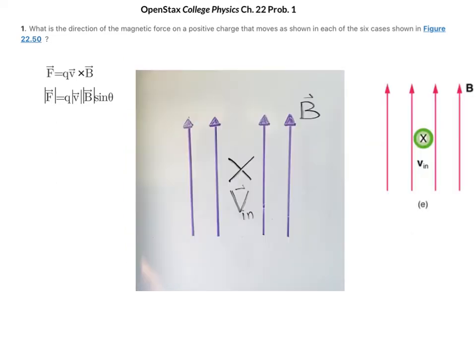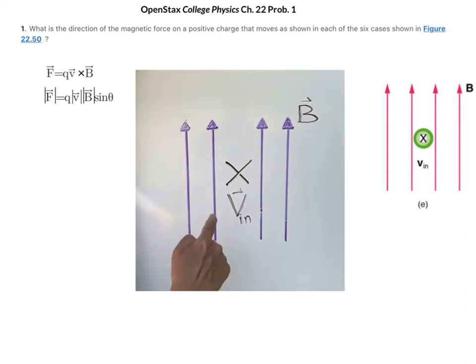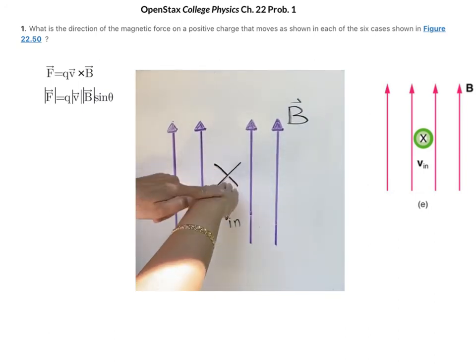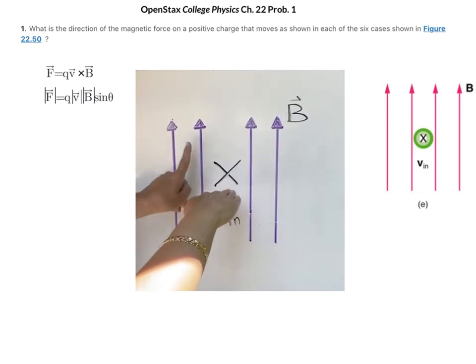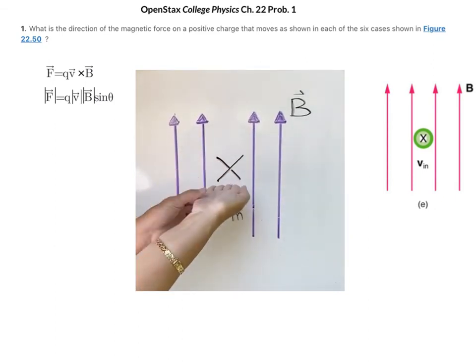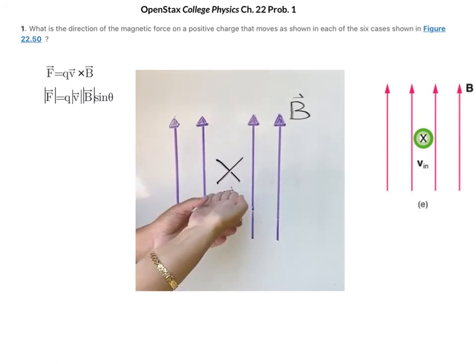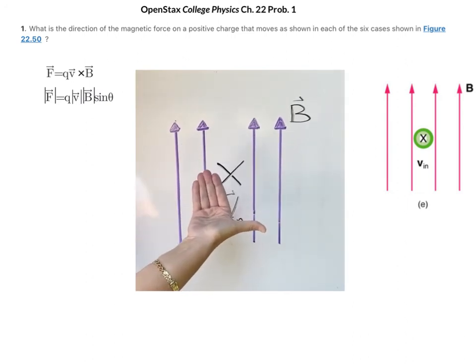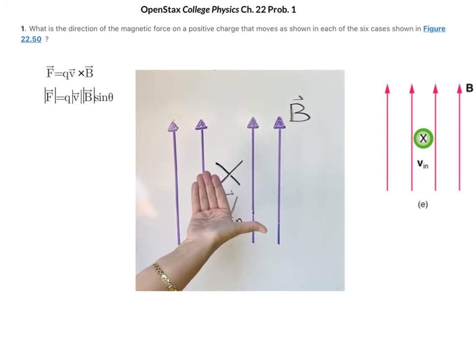For the next example, we now have the velocity going into this board and the magnetic field is up. So we have to place our hand in the direction of the velocity. So that's into this board. And then we have to bend our fingers in the direction of the magnetic field. So we can't bend them that way, we'll break them. So we have to rotate the hand so it still goes into this board, and then bend the fingers up along the magnetic field. The outstretched thumb will be the direction of the magnetic force. So the force goes this way.